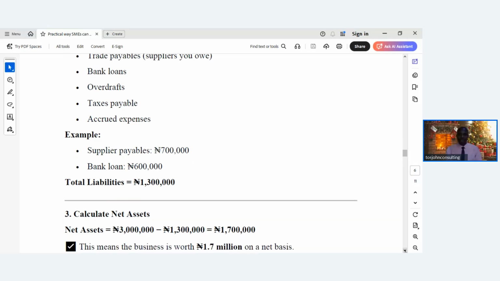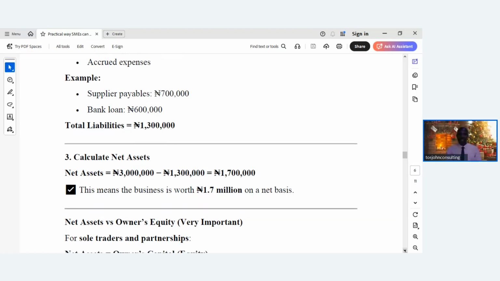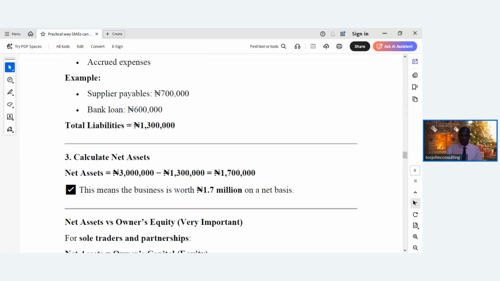So for you to calculate your net asset, you minus your total liability from the total assets, which is 3 million minus 1.3 million from the given example. That means your net worth is 1.7 million. This means the business is worth 1.7 million on a net basis. So this is your real worth as a business. You need to have this information at hand.